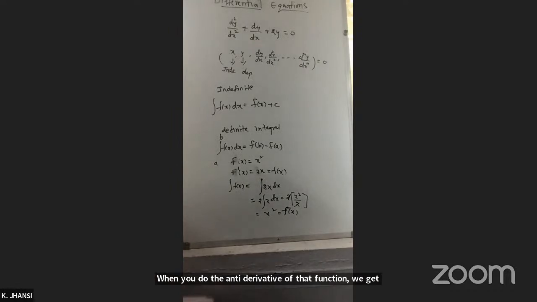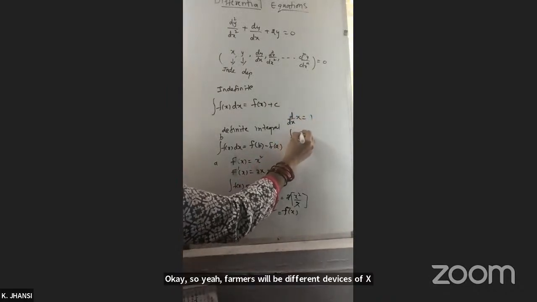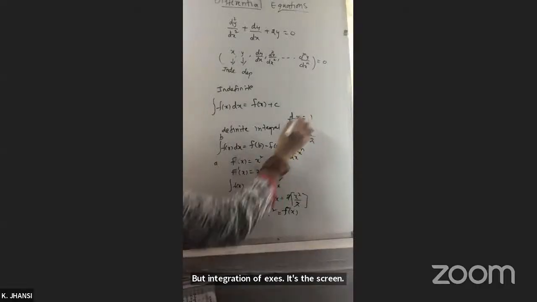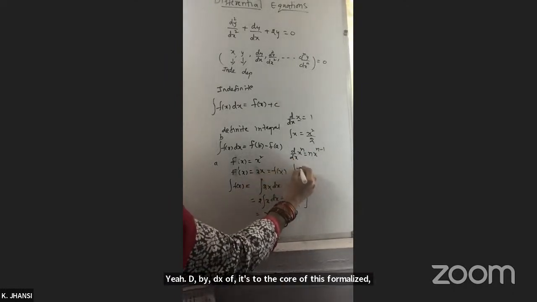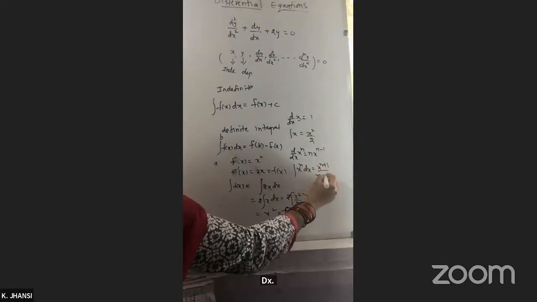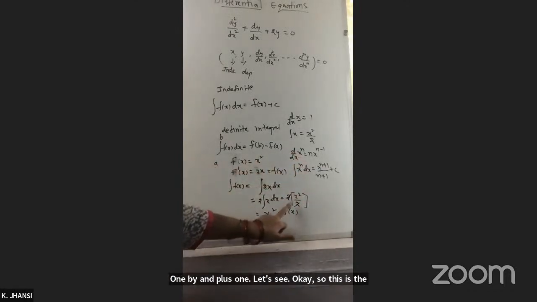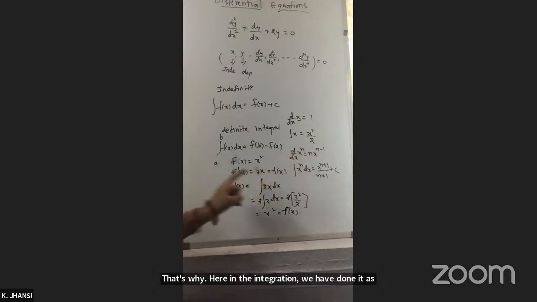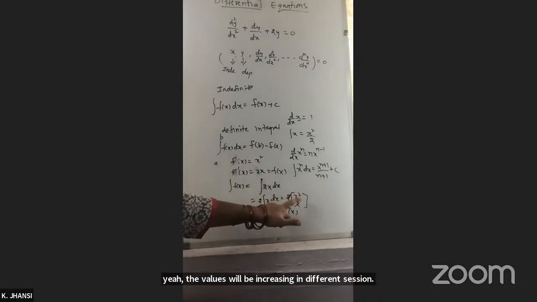So here the formulas will be different. D by dx of x gives you 1, but the integration of x is x square by 2. The formula for d by dx of x to the power of n is n into x to the power of n minus 1. But the integration of x to the power of n dx is x to the power of n plus 1 by n plus 1, plus c. This is the difference between differentiation and integration. In integration the powers will be increasing, while in differentiation the powers will decrease.